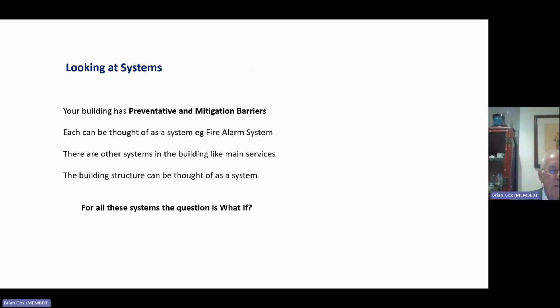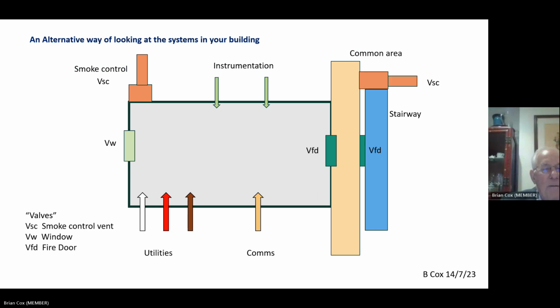So your building has preventative and mitigation barriers. Each can be thought of as a system, for example, a fire alarm system, but there are other systems in the building like mains services. And the building structure itself can also be thought of as a system. So here's another way of looking at systems in your building.